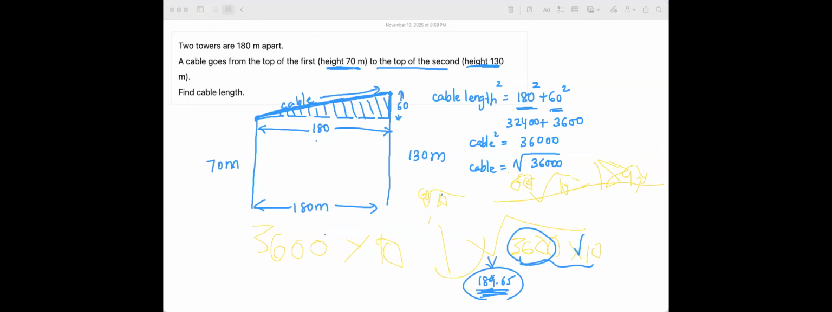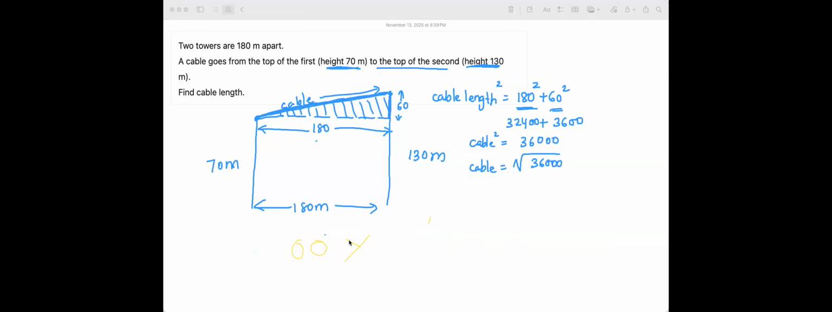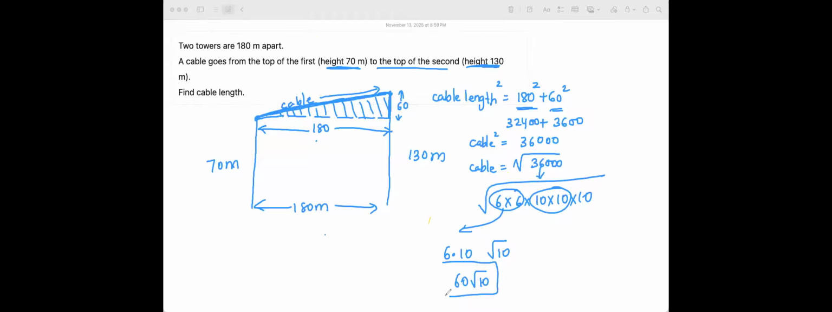Let me go ahead and show how to simplify the radical here. Like prime factorize it. Yes, write out the prime factorization tree. What is the prime factorization? 6 times 6 times 10 times 10 times 10, correct? Now for every 2 copies of the same number, you can bring one out. That is what is simplifying the radical. 6 comes out, 10 comes out, 6 times 10, and the square root of 10. So your answer is 60 square root of 10.